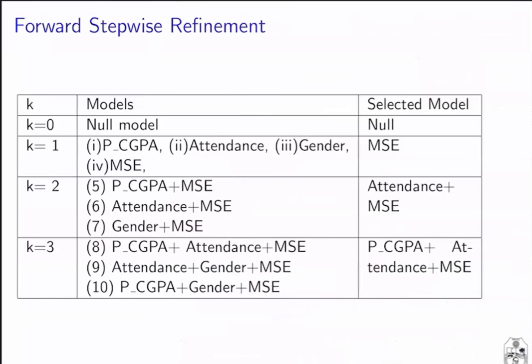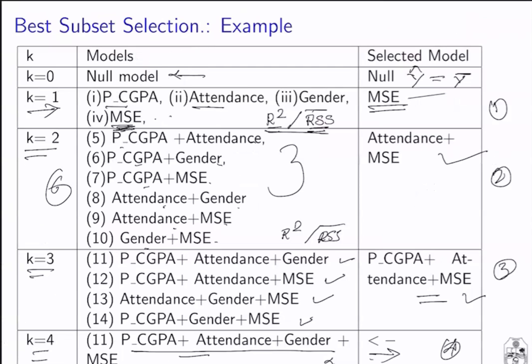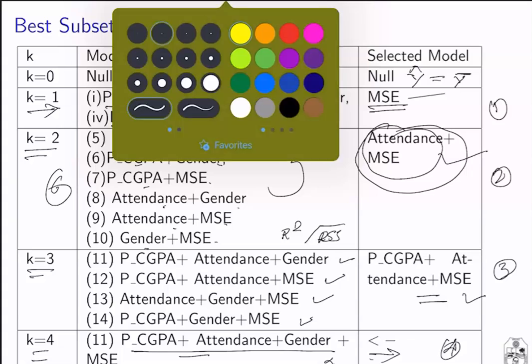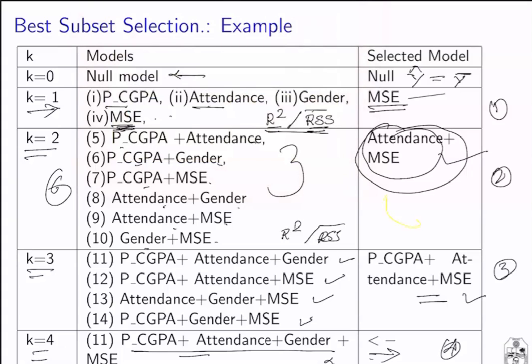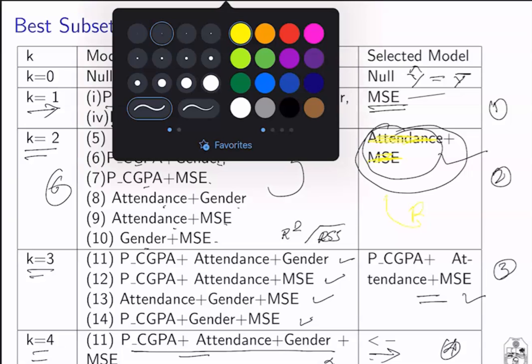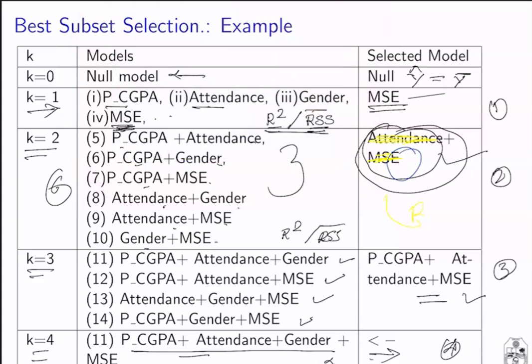Now suppose that out of these four models, attendance plus MSc is the model which has the best adjusted R square. In that case, that model is selected. Suppose this is the case. So this model is selected based on the adjusted R square.